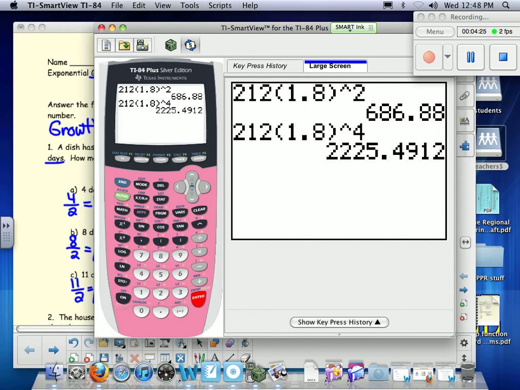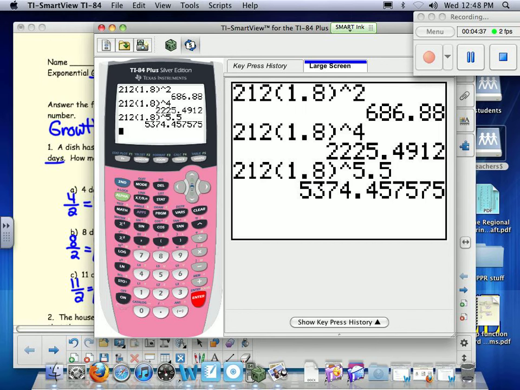The next one's really. And then I'm going to do it again. This one has a repeating decimal. So the 5,374.4, you can write just one of the 57s and then put the repeater mark over the top of it. You don't have to continue writing 575757. How's that for our first growth or decay problem? Great.